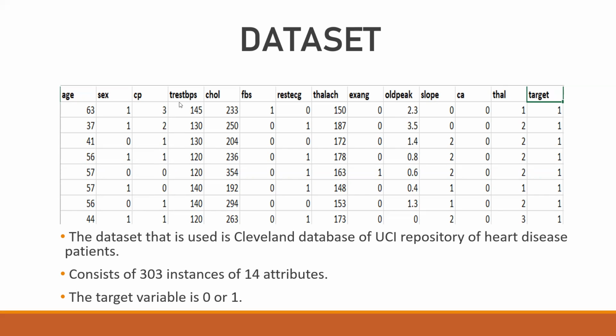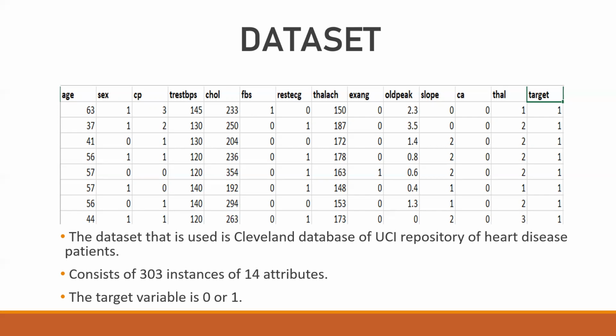Next attribute is resting blood pressure, which gives the systolic blood pressure, whose normal range is around 120 mg per dl. And next is cholesterol level, whose normal range is 200 to 239 mg per dl. And the next attribute is fasting blood sugar level, which consists of 2 different values, 0 and 1, where 1 represents the blood sugar levels greater than 120 mg per dl.